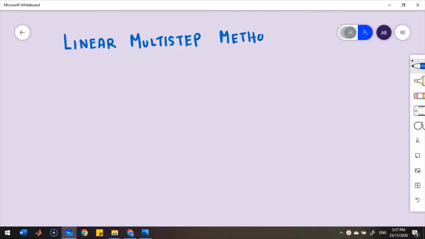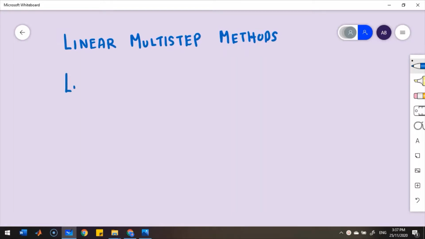So today I am going to explain to you about linear multi-step method. So this is a numerical method for ordinary differential equation. Linear multi-step method uses several values of function and its derivatives from the previous steps.